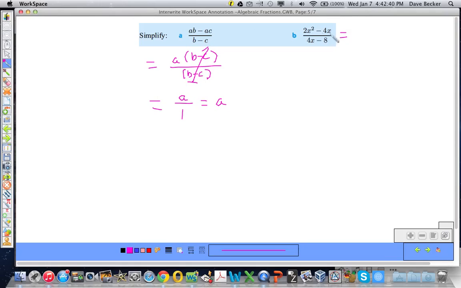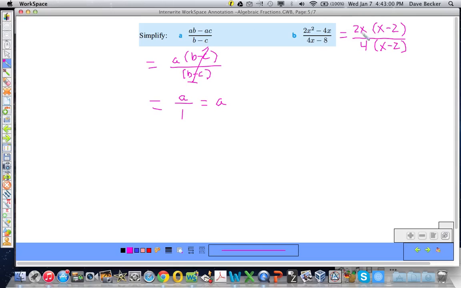Here, what do they have in common? They have a 2x in common. I factor out a 2x, and I have x minus 2 left. 2x times x, 2x squared. 2x times negative 2 is negative 4x, so that's good. And I can factor out a 4 here, so 4 times x minus 2.